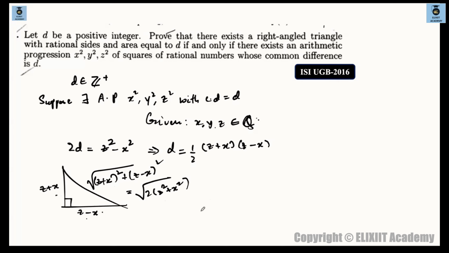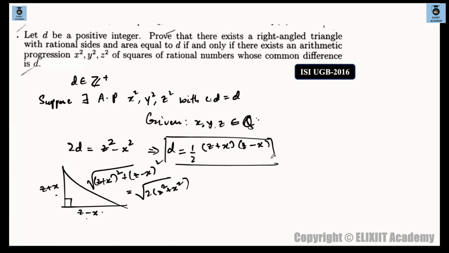Why are we supposed to do this? Because we have to prove it. There exists a right angle triangle with rational sides and area equal to D. Area equal to D, you have proved from here itself.